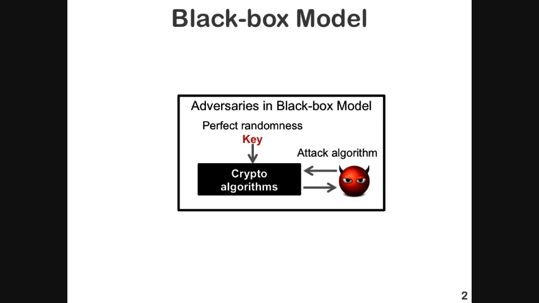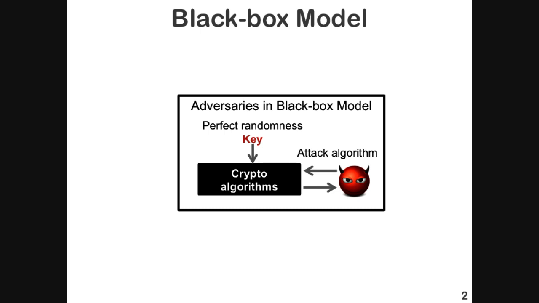And the second kind of assumption, and that's also why this model is called black box model, is that this adversary can interact with this algorithm over some well-defined interface. So you can think of this, for example, as an encryption scheme. Now what the adversary can do is provide some input message M, and then what he gets back is a ciphertext, for example. Other types of interfaces are possible, of course.